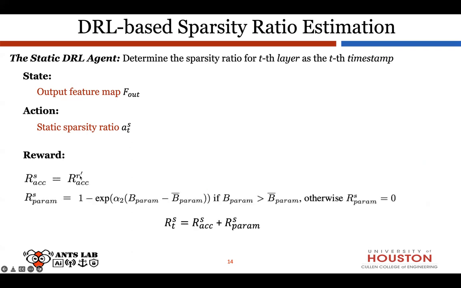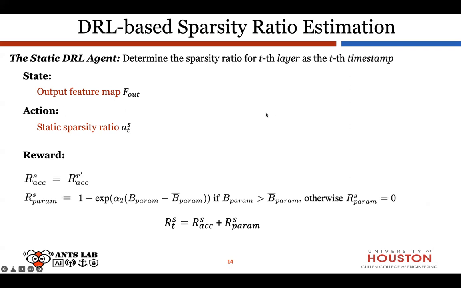And for the reward function, they also include two parts. One is accuracy, and the other one is the storage space, which is related to the number of parameters. So we have a storage budget. If the number of parameters is larger than this budget, we add a penalty here. Otherwise, we set this penalty equal to 0. The reward function is defined as the sum of the accuracy reward and the storage reward. So that's the static deep reinforcement learning agent.